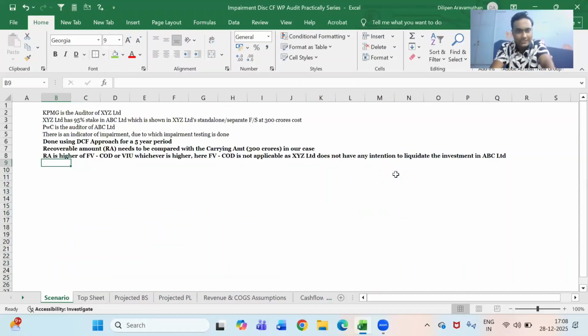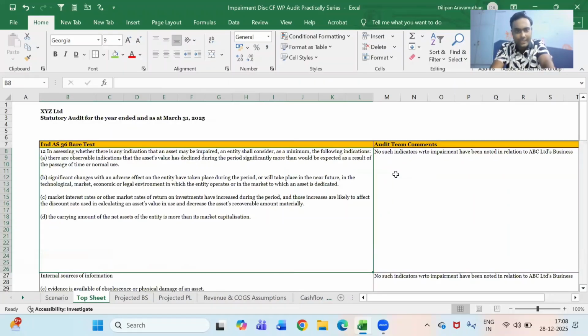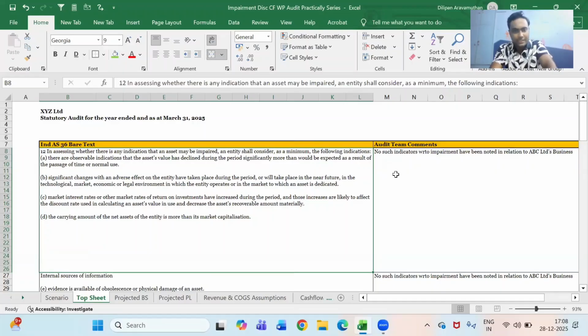So basically, this is just the intro which I explained here, which is in the technical language of the standard. I'm not going to read this line by line because I'm sure you guys would have read Ind AS 36, but I will just explain to you the gist of the points here. For example, paragraph 12 is asking whether the asset value has declined significantly, or whether there is any technological, economic, market or legal impact that has affected the entity as a trigger for impairment. In our case, as we had earlier discussed, in relation to ABC Limited, there was no such trigger due to which we proceeded with an impairment testing.